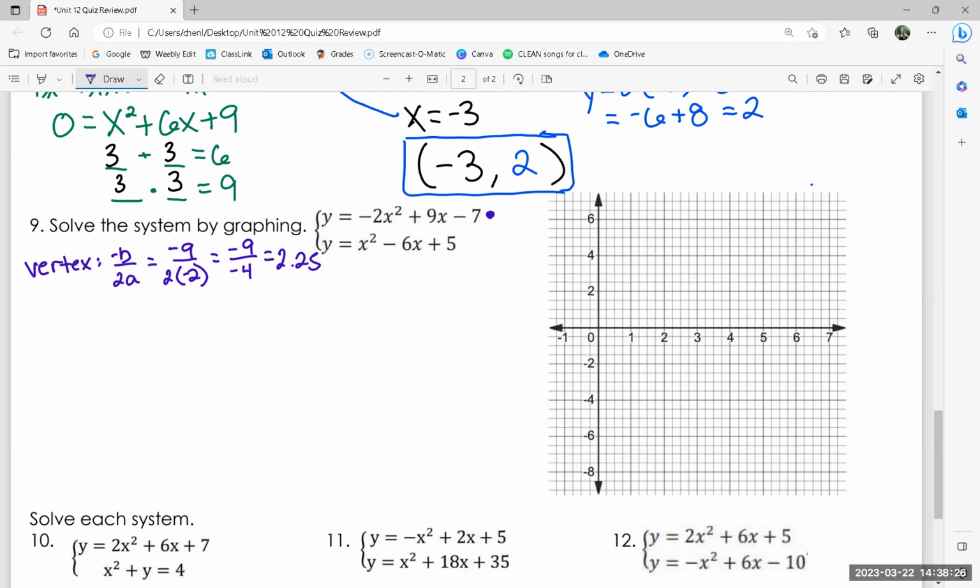To find the y coordinate of that, I'm going to plug in my 2.25. So this would be a negative 2 times 2.25 squared plus 9 times 2.25 minus 7. And after plugging that in, let's see, grab my calculator. First we do our exponents. So 2.25 squared is equal to 5.0625 times a negative 2 would be a negative 10.125. I'm going to add that to my 9 times the other 2.25 minus 7. So we get 3.125. That's not a fun number. Okay, so at 2.25 and then a little bit above 3.